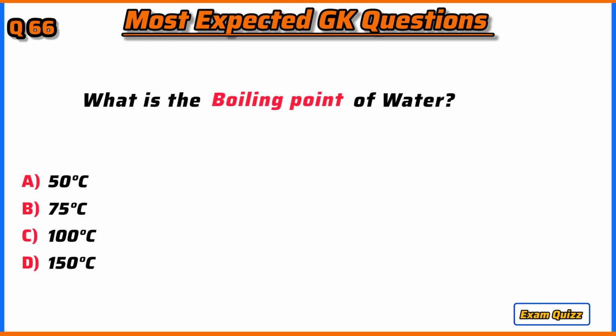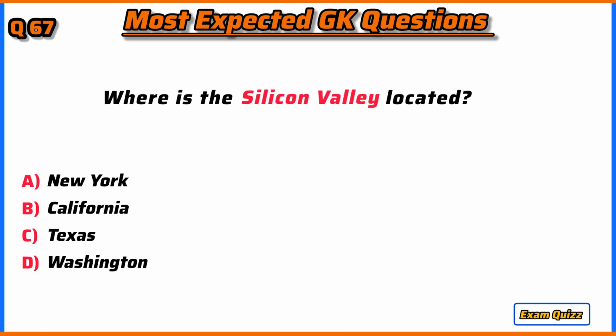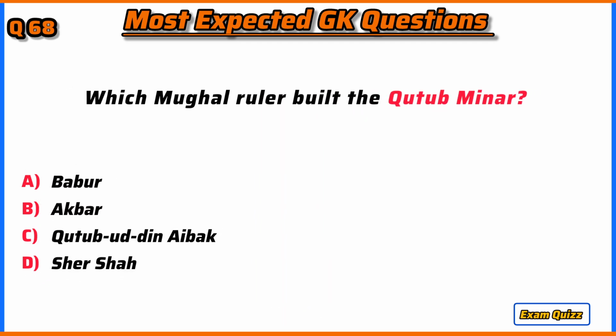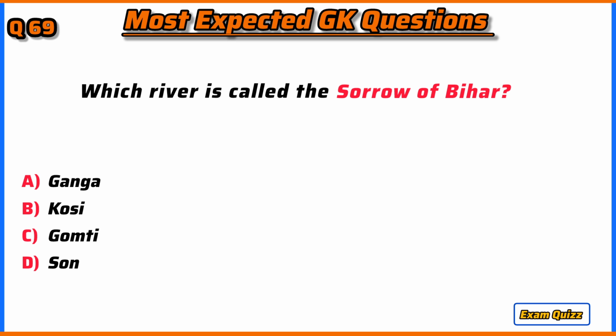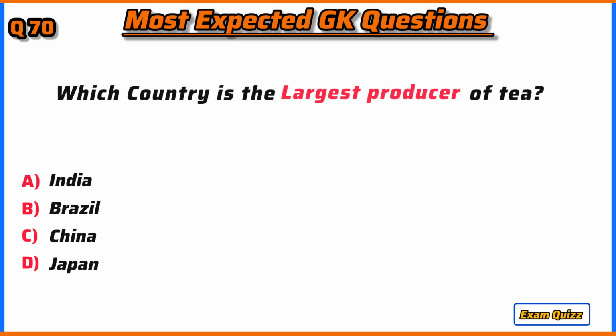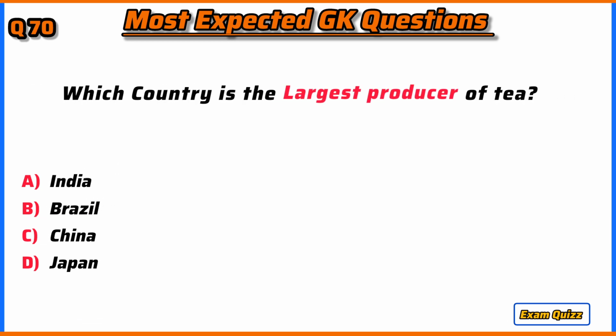What is the boiling point of water? Where is the Silicon Valley located? Which Mughal ruler built the Qutub Minar? Which river is called the Sorrow of Bihar? Which country is the largest producer of tea?